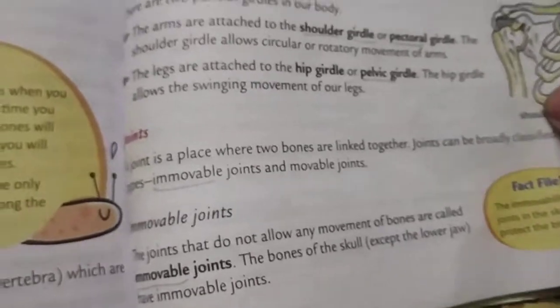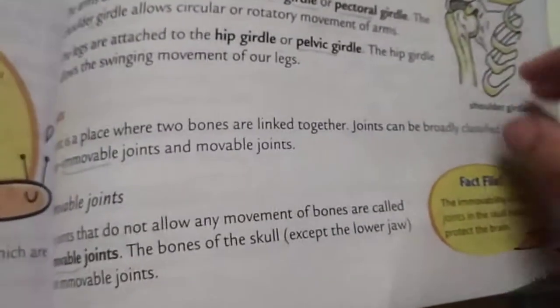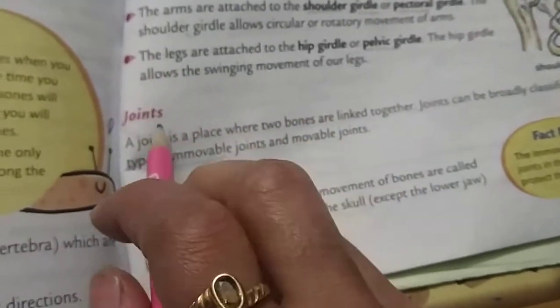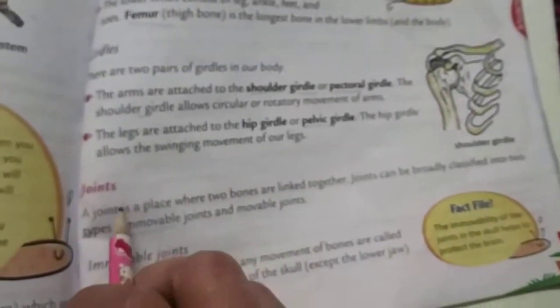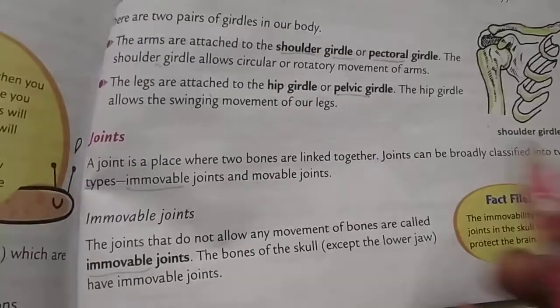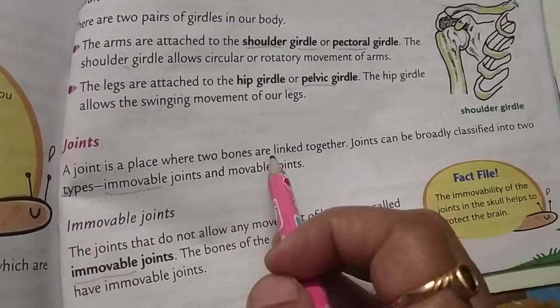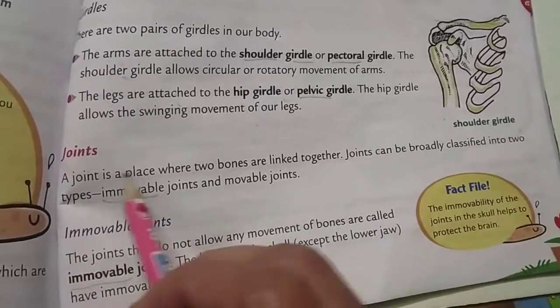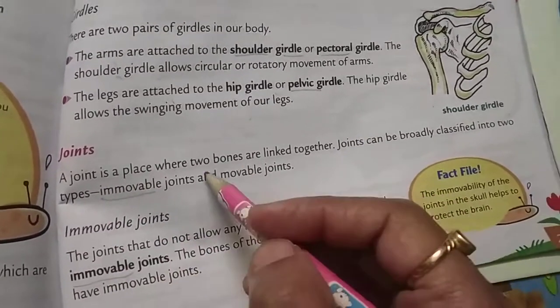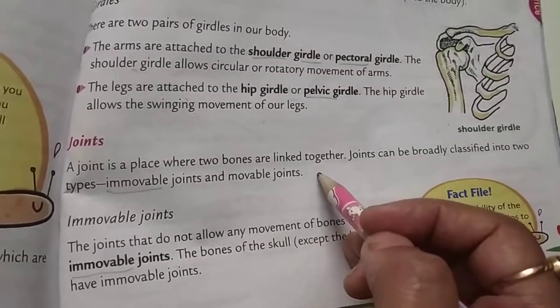So today we are going to study the next point of chapter number 5, human body. The point is joints. A joint is a place where two bones are linked together. Joint मतलब क्या है? वहाँ पे दो bones linked होते हैं.